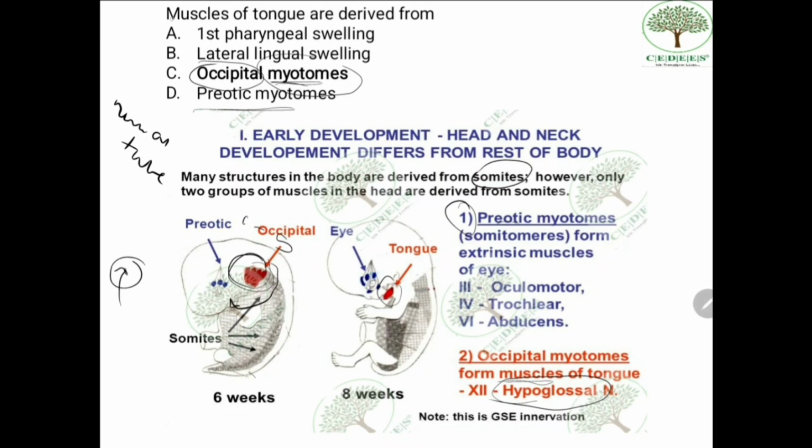This is an important thing to keep in mind. For the MCQ, muscles of the tongue are derived from the occipital myotomes. If a question is asked regarding the extrinsic muscles of the eye, it will be the preotic myotomes. So this is the first one. I hope that was clear.